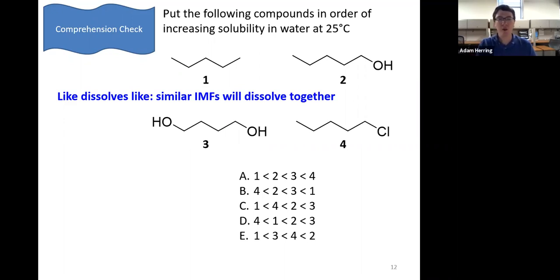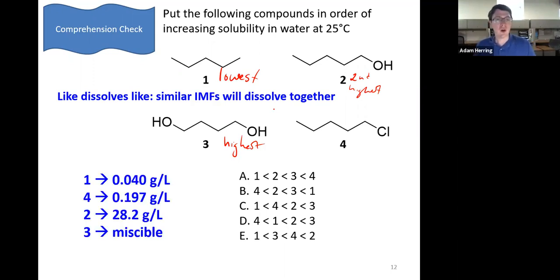So if we were to rank these overall, we would say that molecule number 1 has the lowest solubility, molecule number 3 has the highest, molecule number 2 has the second highest, and molecule number 4 has the third highest. And if you were to actually look up the solubilities of these substances in water, then that agrees with our assessment.